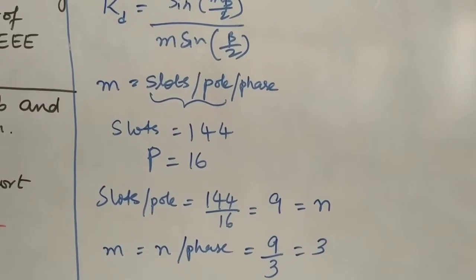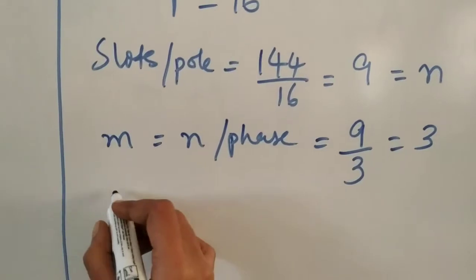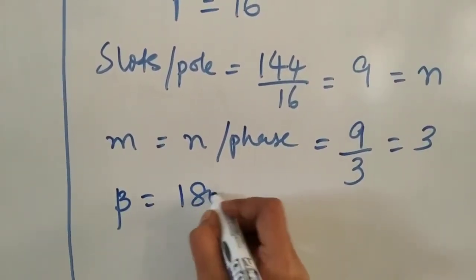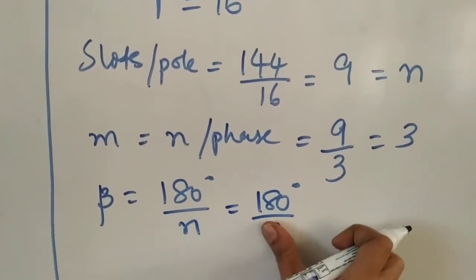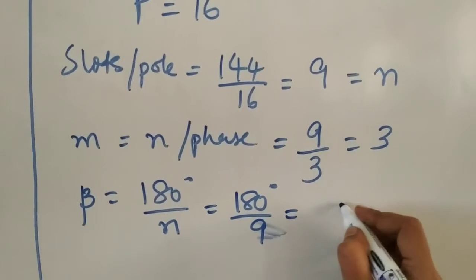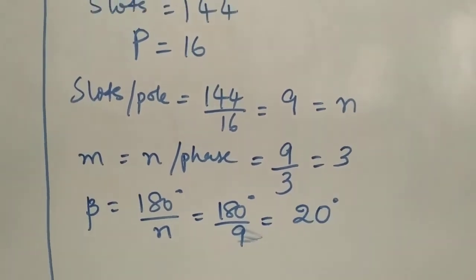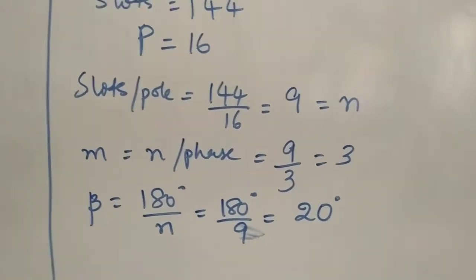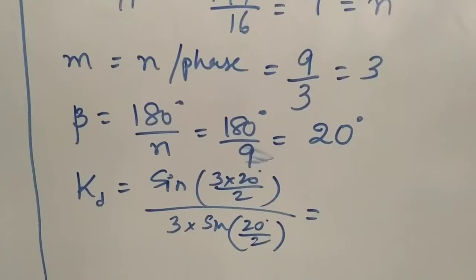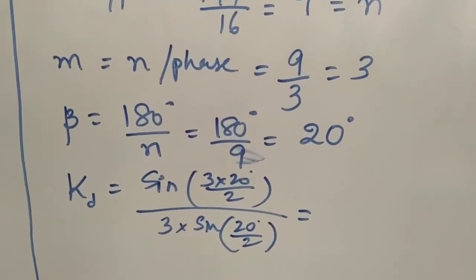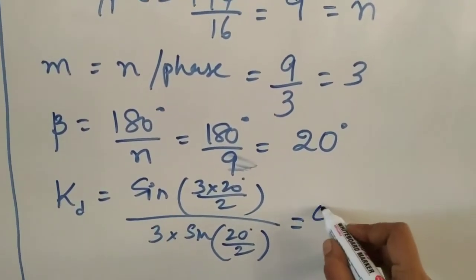Beta is given by the formula 180 degrees divided by n. So it is 180 degrees divided by n, which is 9. It results in 20 degrees. Now let us solve Kd by substituting the values of m and beta. After substituting the values, we get the answer as 0.9597.